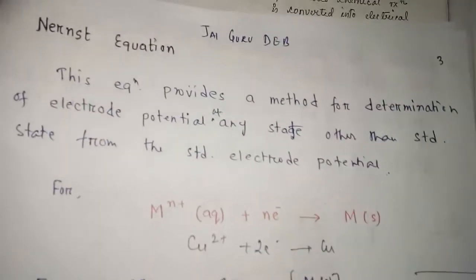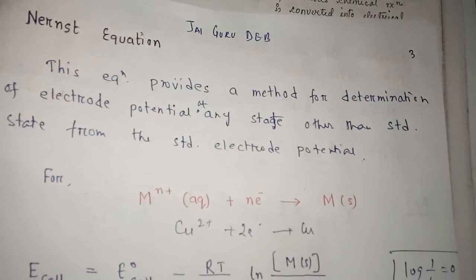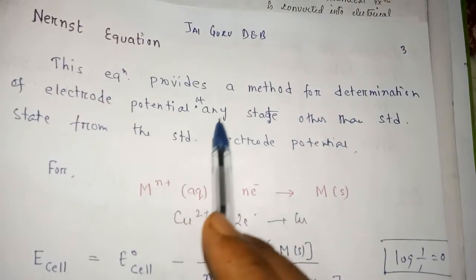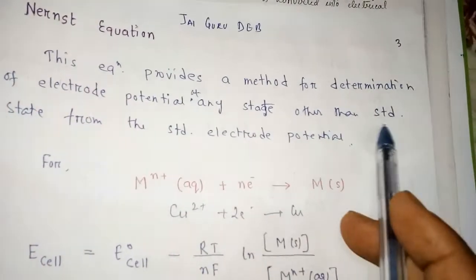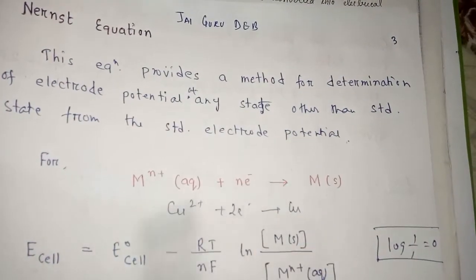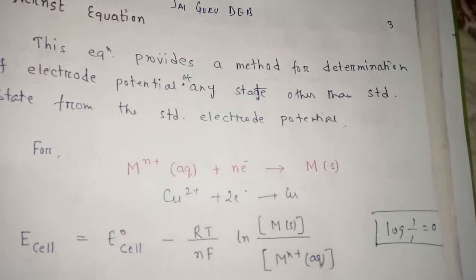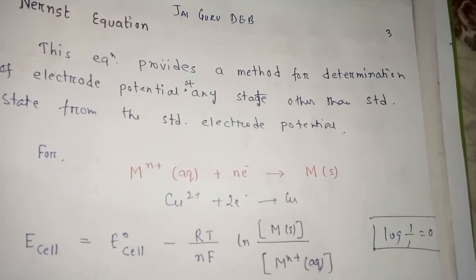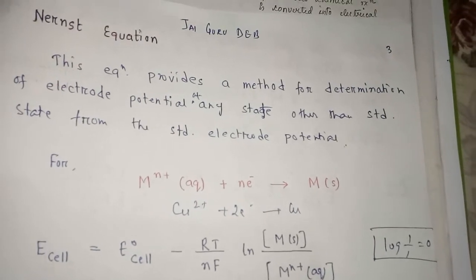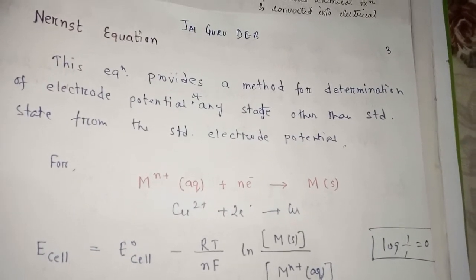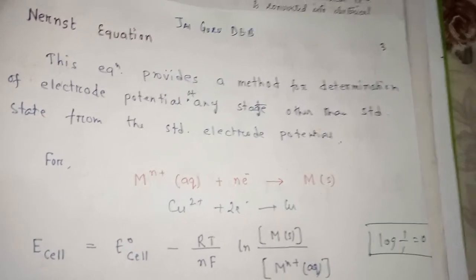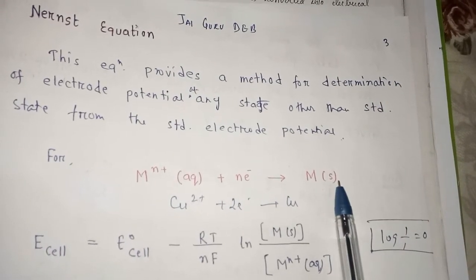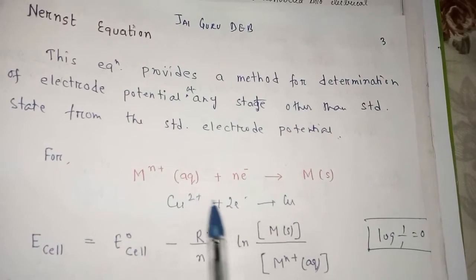Next, one important equation is the Nernst equation. This equation provides a method for determining the electrode potential at any state other than the standard state, from the standard electrode potential. Earlier in the Daniell cell we took 1 molar, 1 molar. Now if the concentrations are not 1 molar, then you have to use the Nernst equation to find the cell potential. If a reaction is like M n positive aqueous plus n electrons gives M solid, just like Cu dipositive aqueous plus 2 electrons.